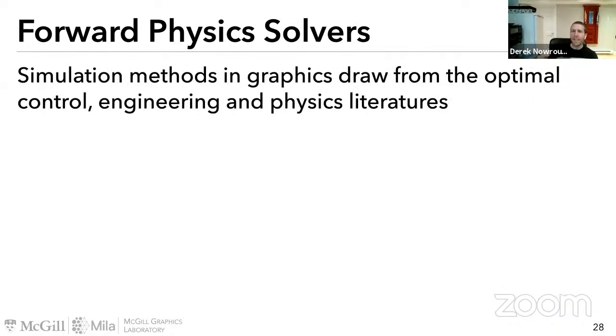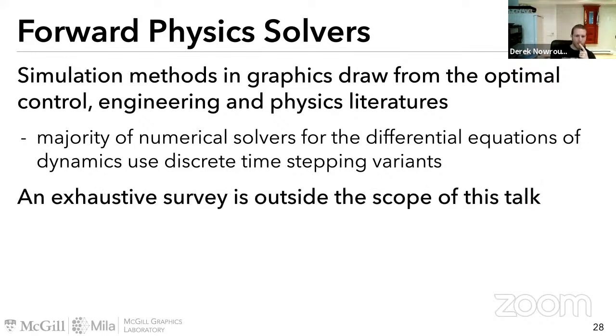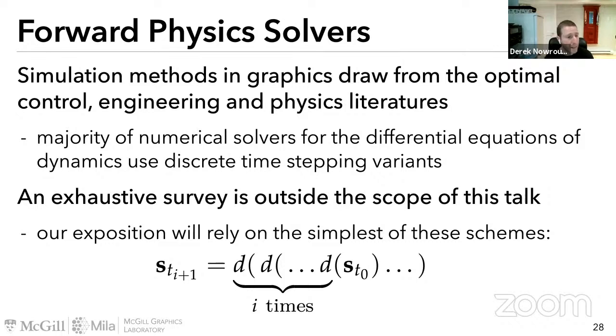So forward physics solvers are simulation methods that we use in graphics, for example, but we've drawn on from other fields like optimal control engineering and physics, computational physics. And here, generally speaking, we're going to be using discrete time stepping variants to solve this problem. Again, an exhaustive survey is outside the scope of this talk, but I'm happy to field questions about it. So generally, we're going to assume that we have a very simple time stepping process where we just keep on composing D and integrating it over time steps in order to evolve our state over time.